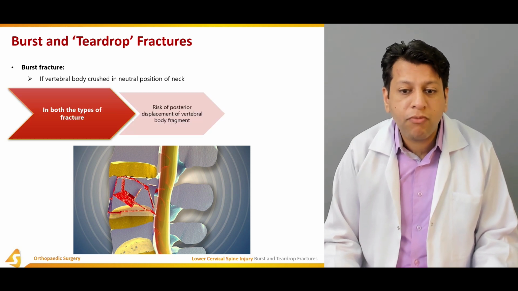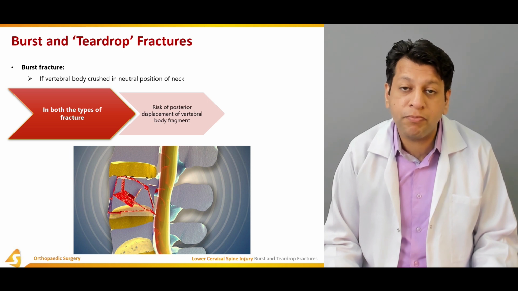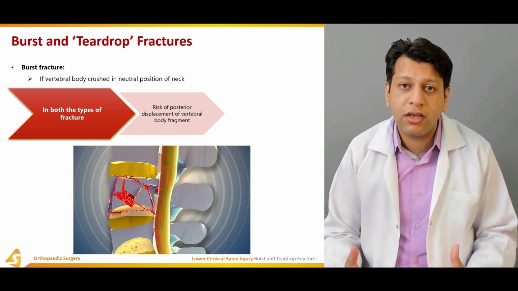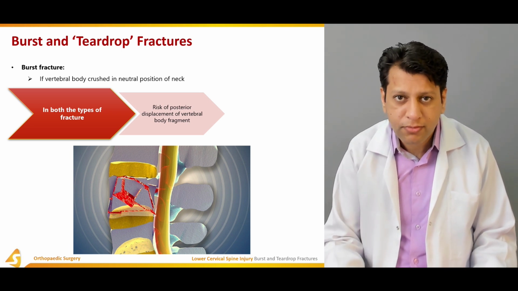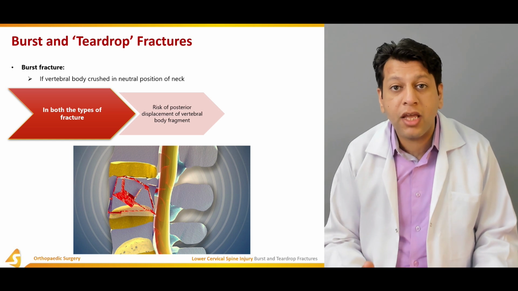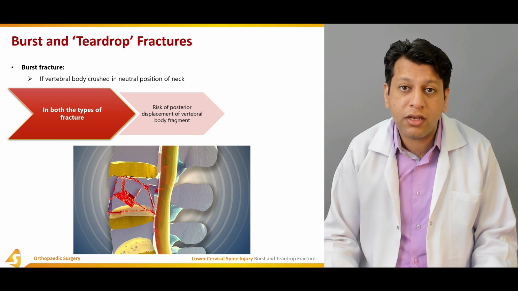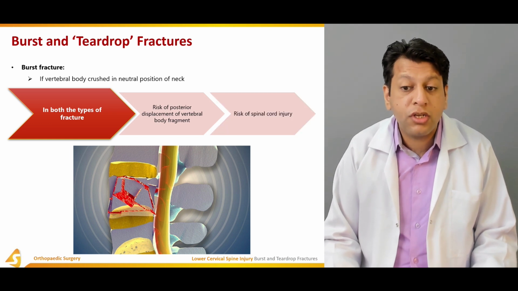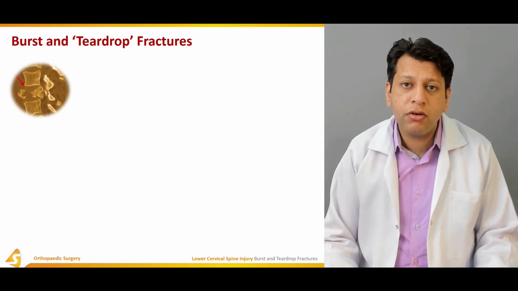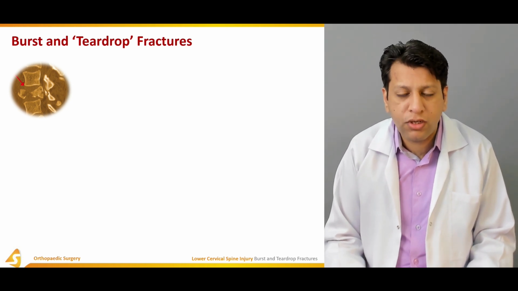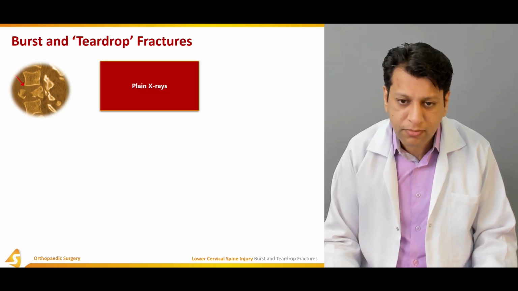In both of these types of fracture, the risk of posterior displacement of the vertebral body fragment is important because there is obviously compression injury. The vertebral body is crushed under the axial load. These fragments can be pushed back into the canal, leading to severe neurological compromise and canal compromise as well. So there is always a risk of spinal cord injury. So what's important now, once we know the morphology, is to determine whether it is a stable or unstable injury.